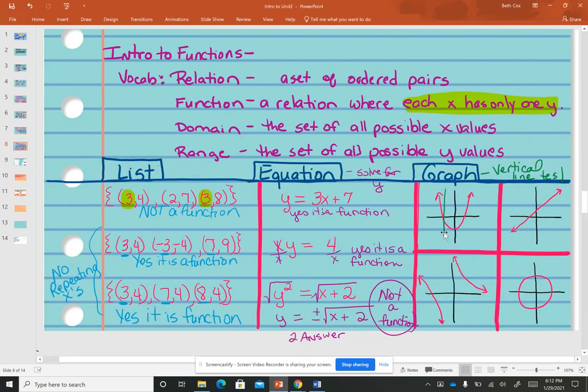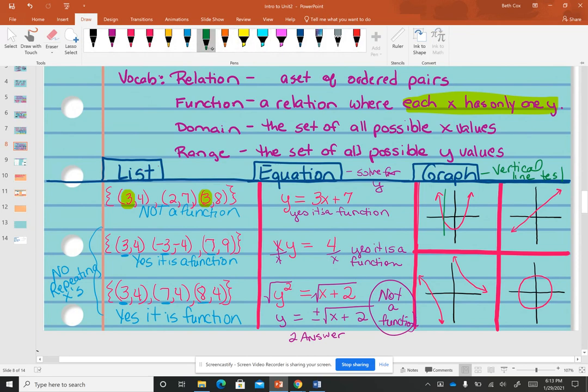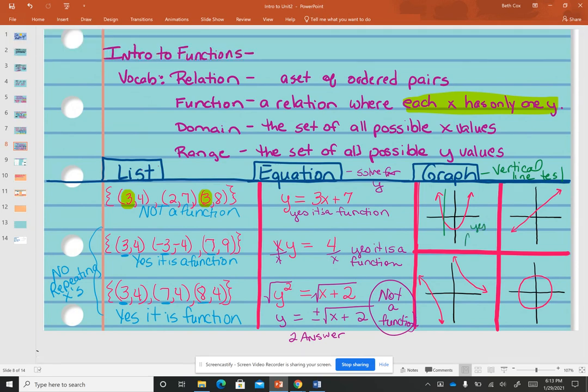Whoa! I can't get it to do what I want it to do. Oh well. That little green line is only crossing in one place, so yes, it is a function. Yes, function. And if I did it over here, only one place. No matter where I draw that line, it's only crossing at one location. So yes, function. Same with this one. If I draw it here, it only crosses once. If I draw it here, it only crosses once. So yes, it is a function.